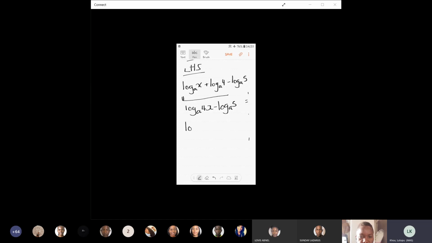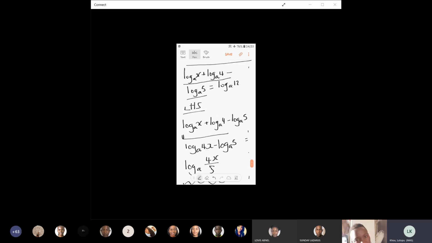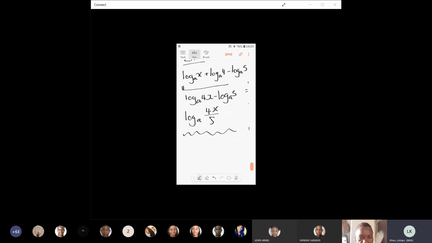So this is log, the base stays the same, it doesn't change. This is 4x over 5. This was my left-hand side. Now I'm going to write the equation. On the other side, I had log base a of 12. So I've simplified the left-hand side.